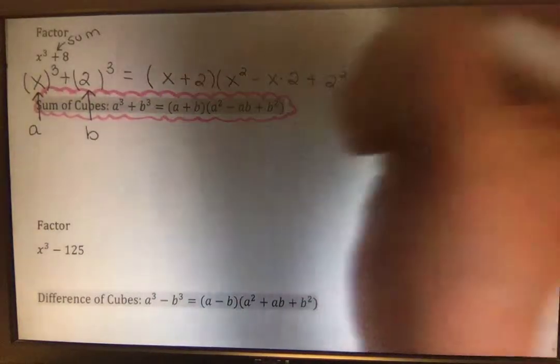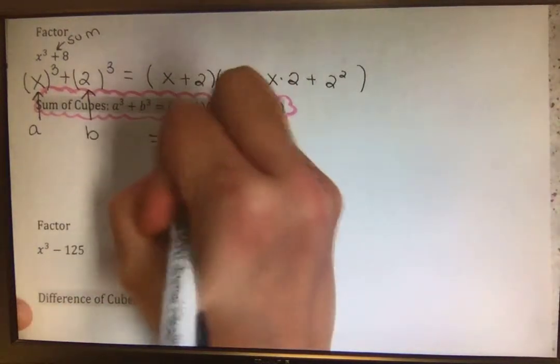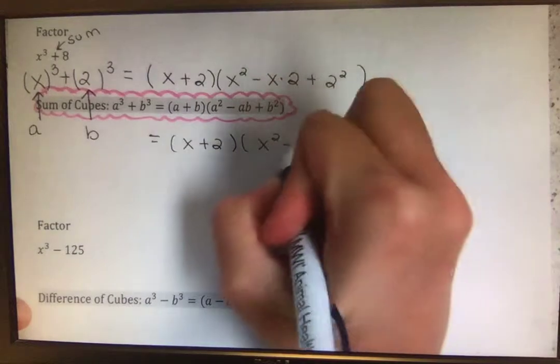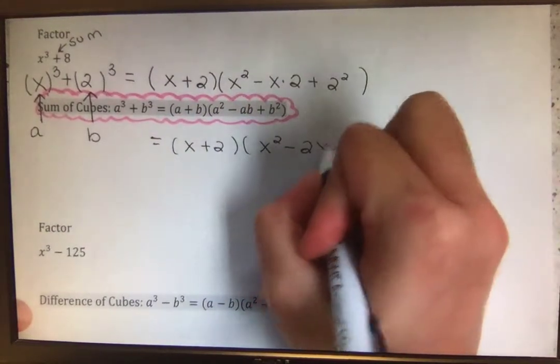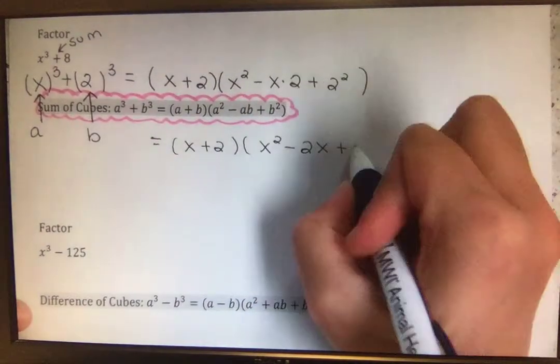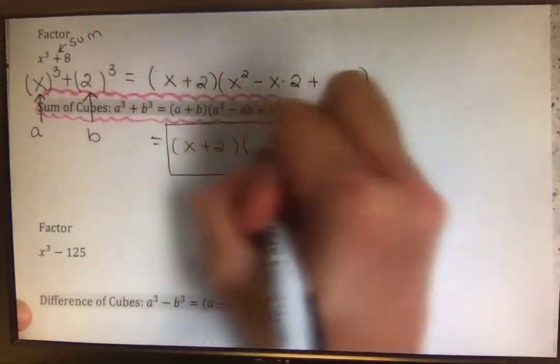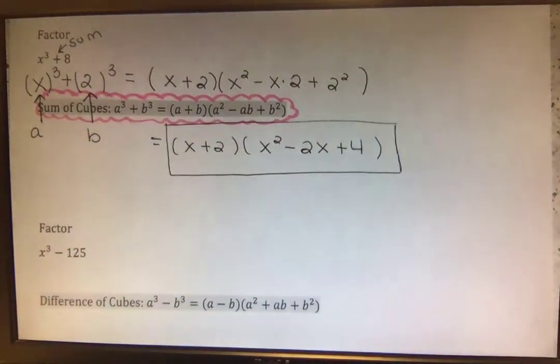But the only thing is, let's clean it up a little bit. So we have x plus 2 times x squared minus x times 2, which we can rewrite as 2x, plus 2 squared, which we can rewrite as 4. So just simplifying it a little bit, x plus 2 times x squared minus 2x plus 4 is our final answer.